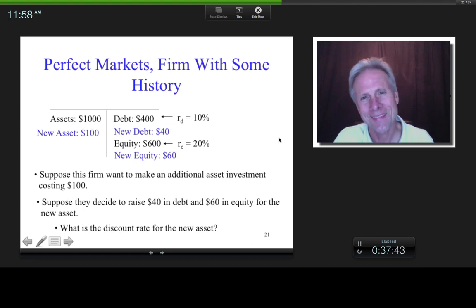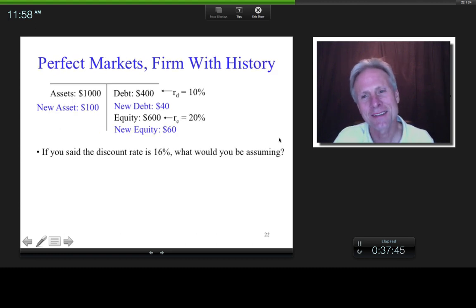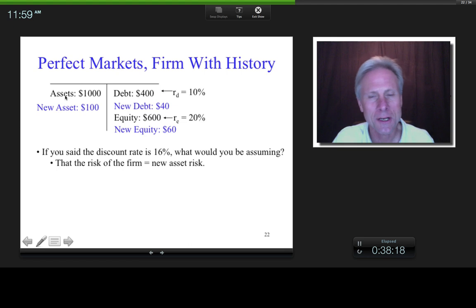Well, if you said 16%, then what would you be assuming? Well, what was the riskiness reflected in the existing firm? 16%, right? So if you said this new asset, the discount rate was also 16%, would you basically be making an assumption that the riskiness inherent in the project is the same as the firm? You would, right? You'd basically be assuming that. And you know, often that's not a bad assumption.